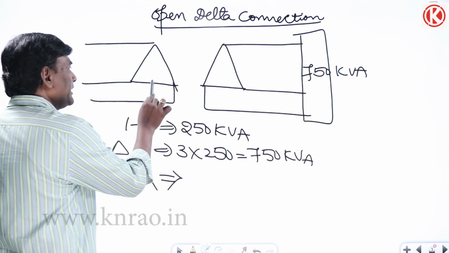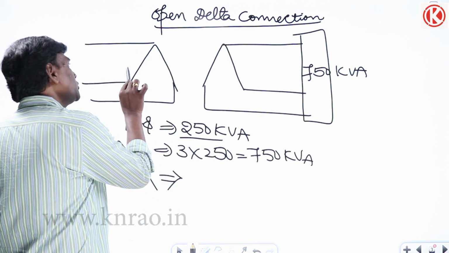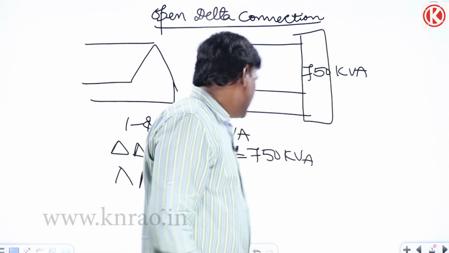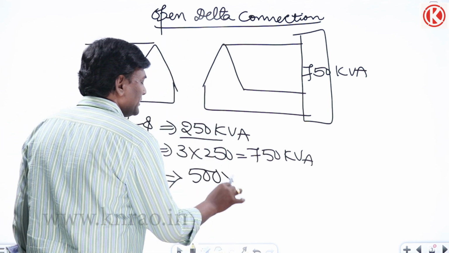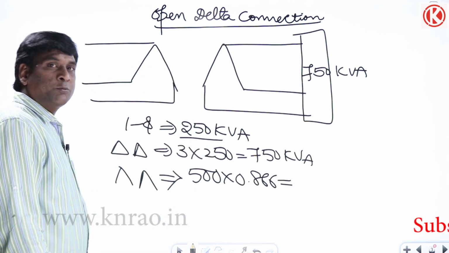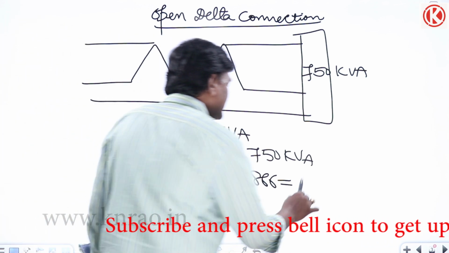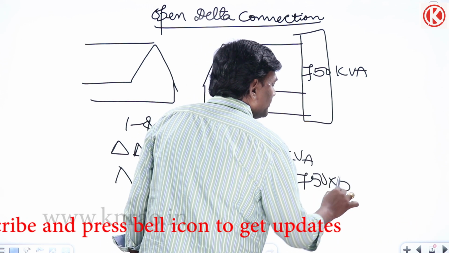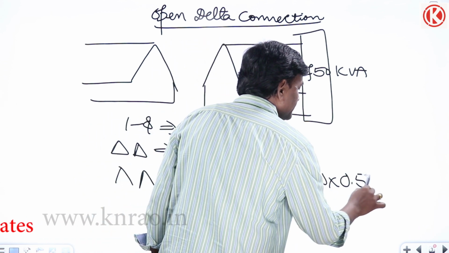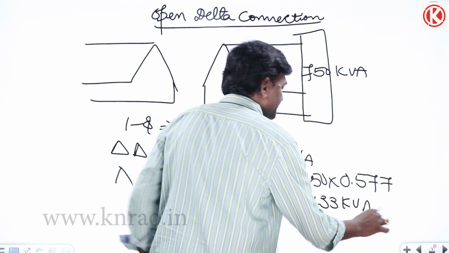Now the moment I remove this, how much is the installed capacity? Single phase is 250, so 250 plus 250 is 500, and 500 into 0.866. So the capacity is 86.6% of the installed capacity of 500. Or I can write it from the three-phase point of view: if I have three phases, it would be 750, and 57.7% of 750 is fine. So 750 into 0.577 is going to be 433 kVA.